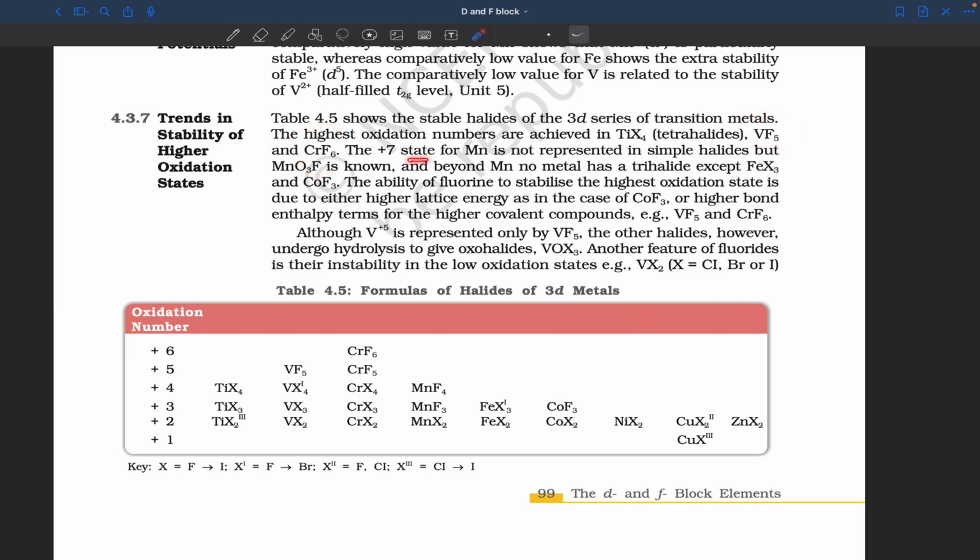The +7 state for manganese is not represented as a simple halide, but you will get an oxyfluoride, which is known. So this is an oxyfluoride. MnO3F is manganese trioxyfluoride. The oxidation number of manganese is again 7 here. And beyond manganese, no metal has a trihalide except FeX3 and CoX3.